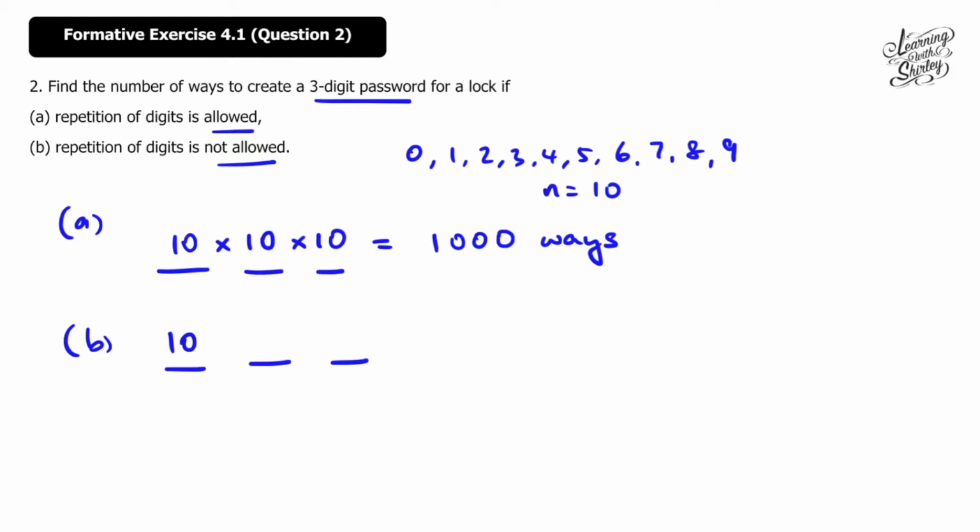And then for the second place, because one of the digits has been used for the first place, there are 9 ways left for the second place. And then for the third place, 2 digits have already been used. Therefore, there's only 8 ways left for the third place. Then to find the number of ways, we multiply them together. So therefore it equals 720 ways. And that's the answer.